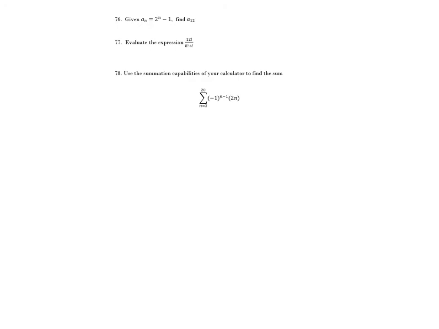Then it says, given a_n is that, find a_12. So we're just plugging in 12 for n. So a_12 is going to be 2 to the 12 minus 1. So that's 4096 minus 1, which is 4095. Evaluate that expression.